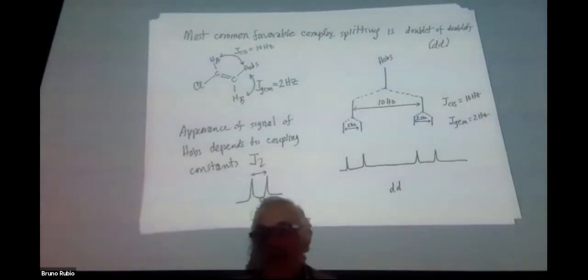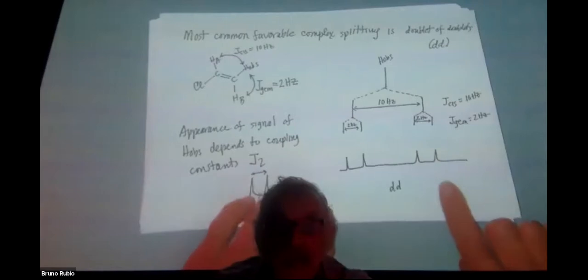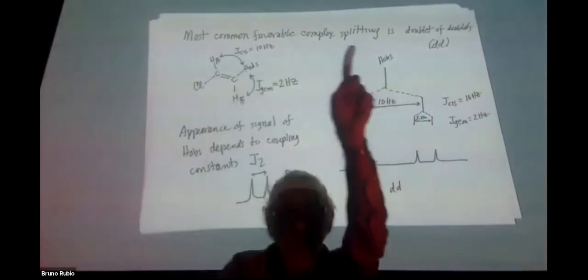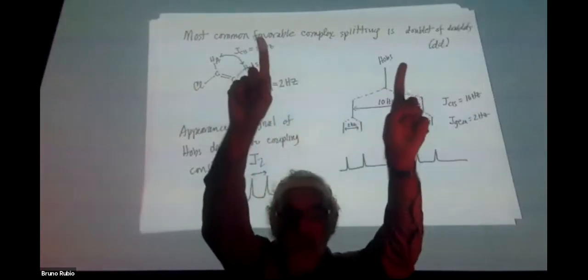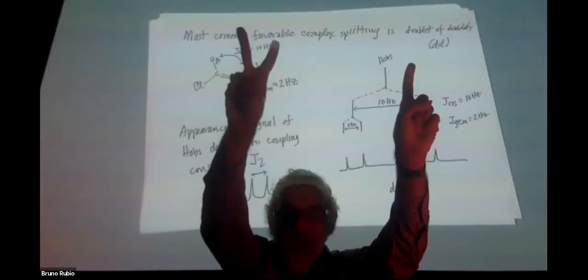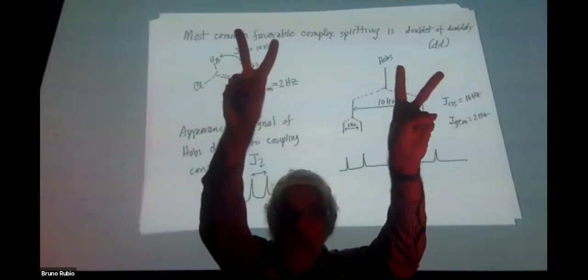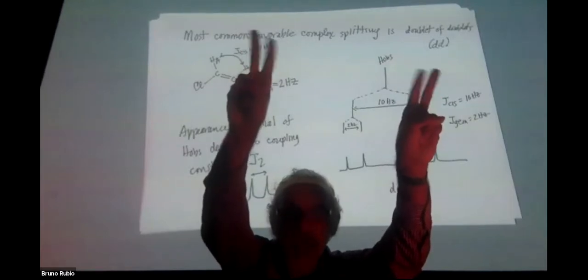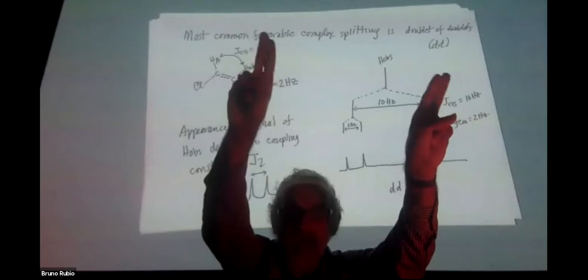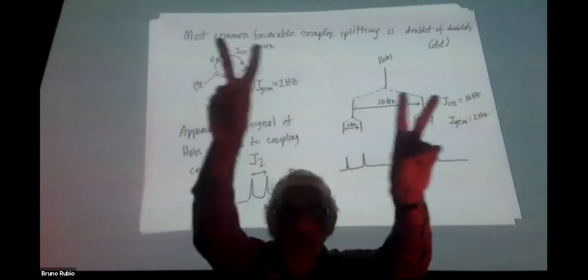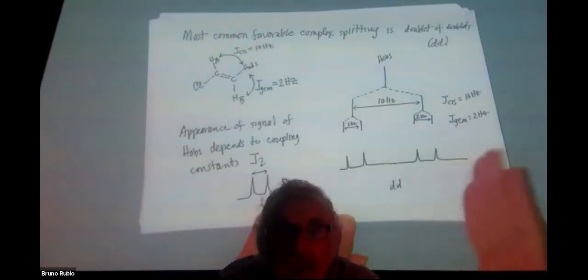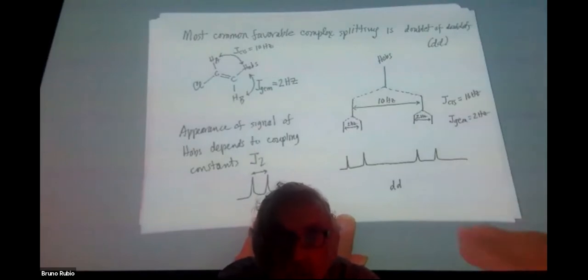But the shape of the doublet of doublets depends entirely on the coupling constants, right? So there's my unsplit signal. There's my first doublet. There's this guy split into a doublet. This guy split into a doublet. But what the doublet of doublets looks like depends on this splitting, and it depends on this splitting. So these lines can be close or far depending on what the coupling constants were. That's why we need this splitting tree.